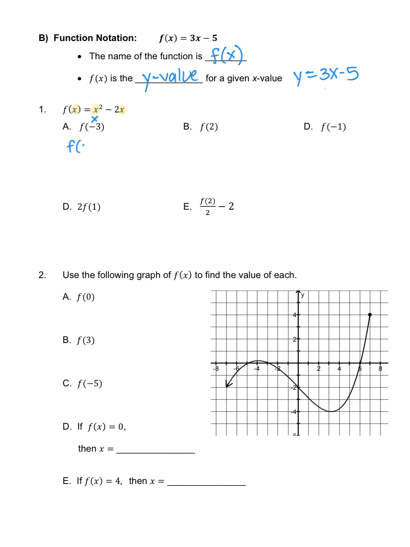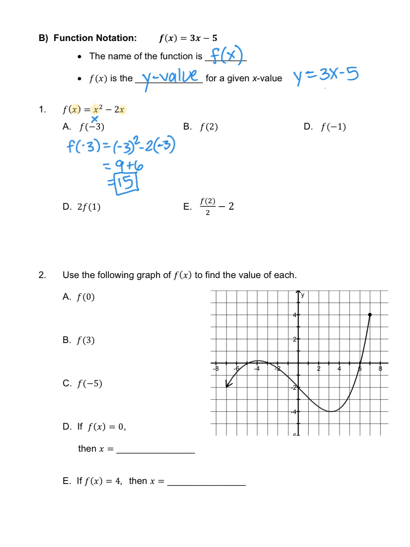So f of negative 3 equals negative, oh, let's go back here, that should be a negative 3 squared minus 2 times negative 3, plug in that negative 3. Now we can go ahead and solve. Negative 3 squared is 9. Negative 2 times negative 3 is a positive 6. Now this equals 15.